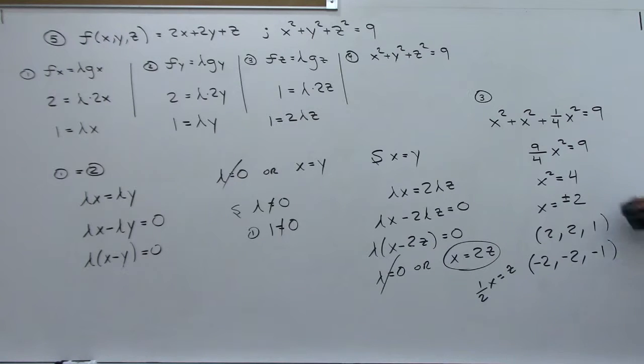I should have put lambda in here. We can get lambda pretty easily. So this is x, y, z. Let's look at what lambda is.